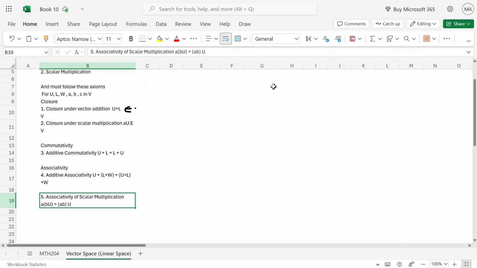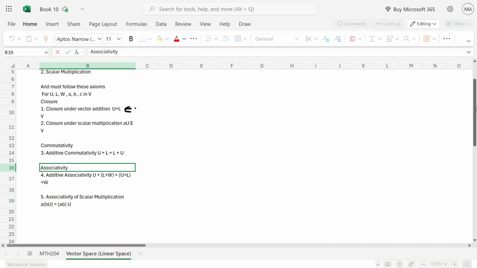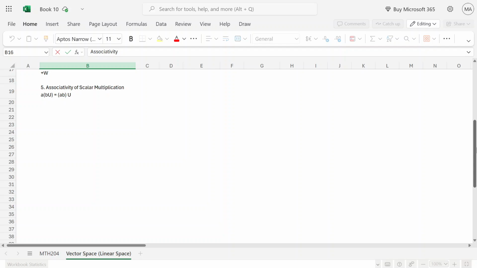So if you just save this in your head, we have closure, we have commutativity, we have associativity. Now the next thing is to think about inverse.